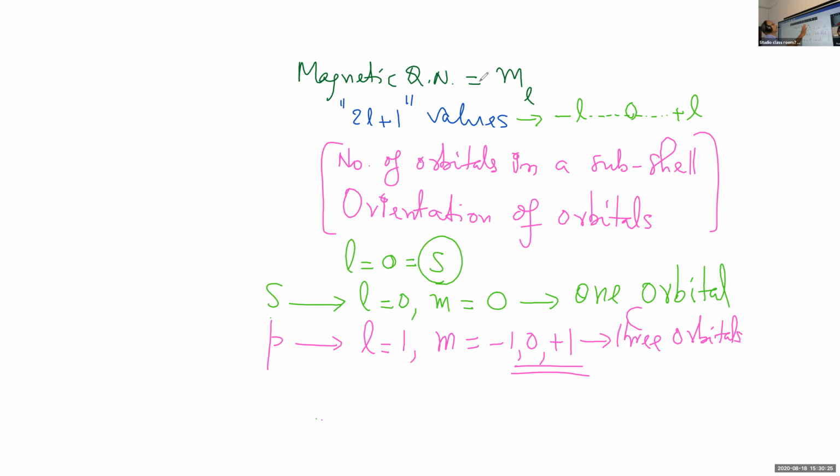Okay, you take one more. After that, we can stop. You go to the F. Here, for F, L is equal to 3, because S, P, D, F is 0, 1, 2, 3. So 3 is the value of L.